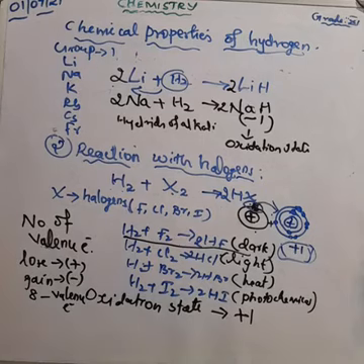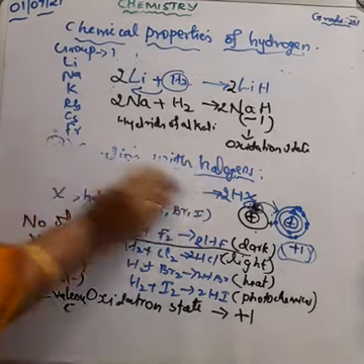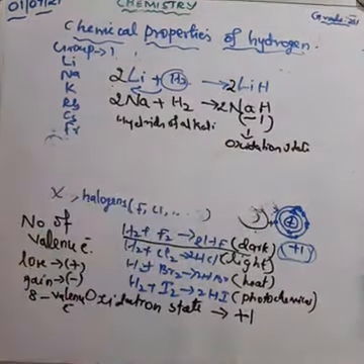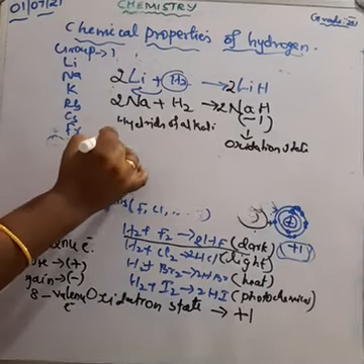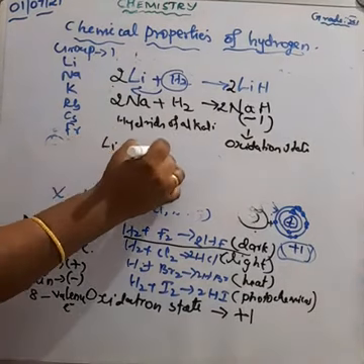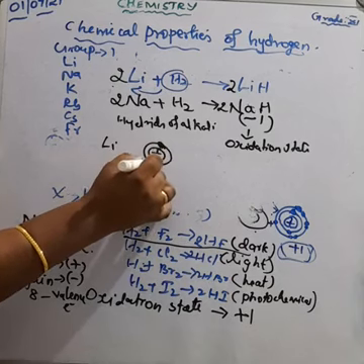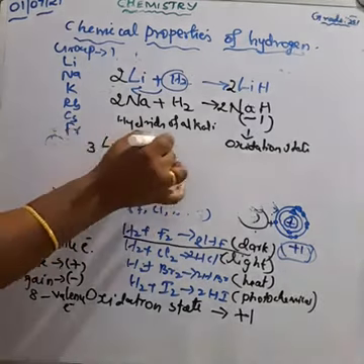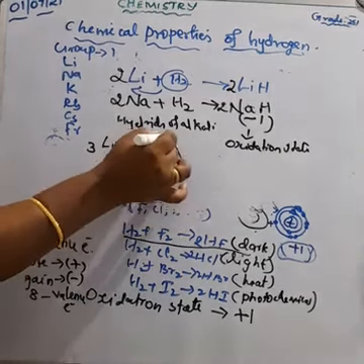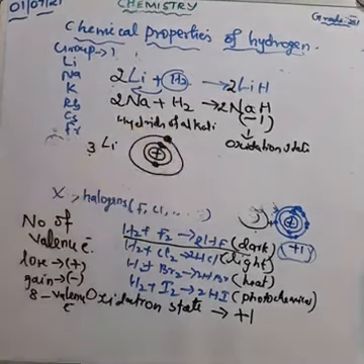Okay, for example, I am taking lithium. What is the atomic number for lithium? 3. So this is the lithium atom nucleus. This is the first shell. First shell, how much? 2 electrons. Second shell, 1 electron, because atomic number 3 means 3 electrons.